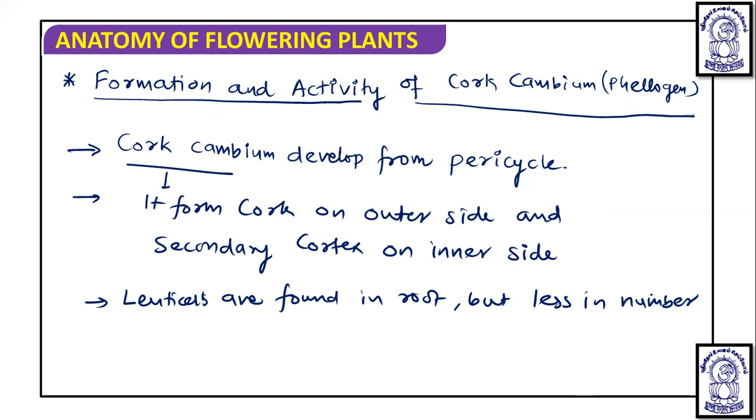Okay, so this is how the cork cambium arises. Dear student, here cork cambium arises from the pericycle, which is intrastelar. Whereas in dicot stem we have studied that cork cambium or phellogen arises from the dedifferentiation of the outer cortex cells or the hypodermis.